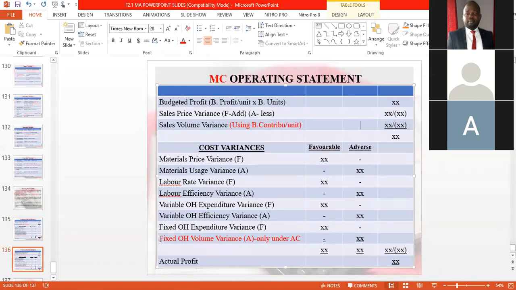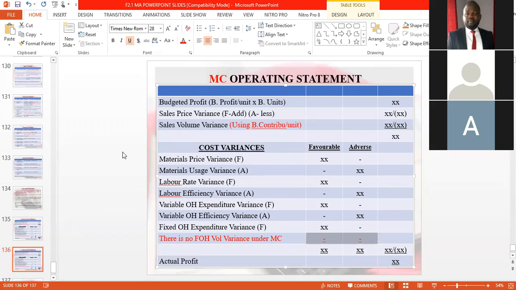Now, here again, there is no fixed overhead volume. Take note of that. There is no fixed overhead volume variance under MC. It is not there under MC.